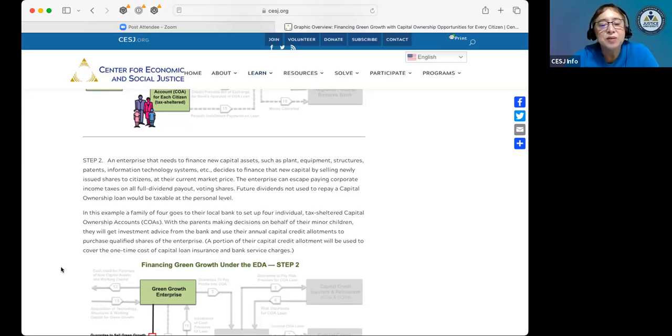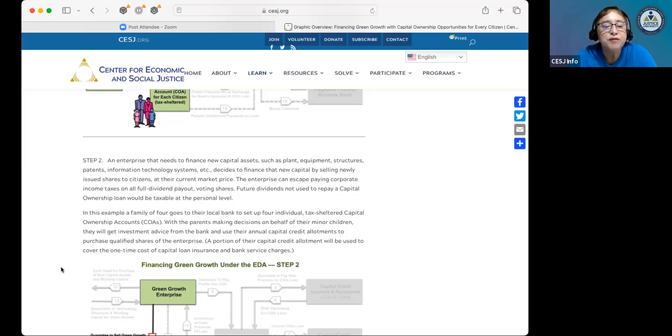There's a benefit to doing this in that the enterprise will escape paying corporate income taxes on all the full dividend payout voting shares that it sells. So any future dividends that are not used to repay the capital ownership loan would be paid out as personal income and taxable at the personal individual level.